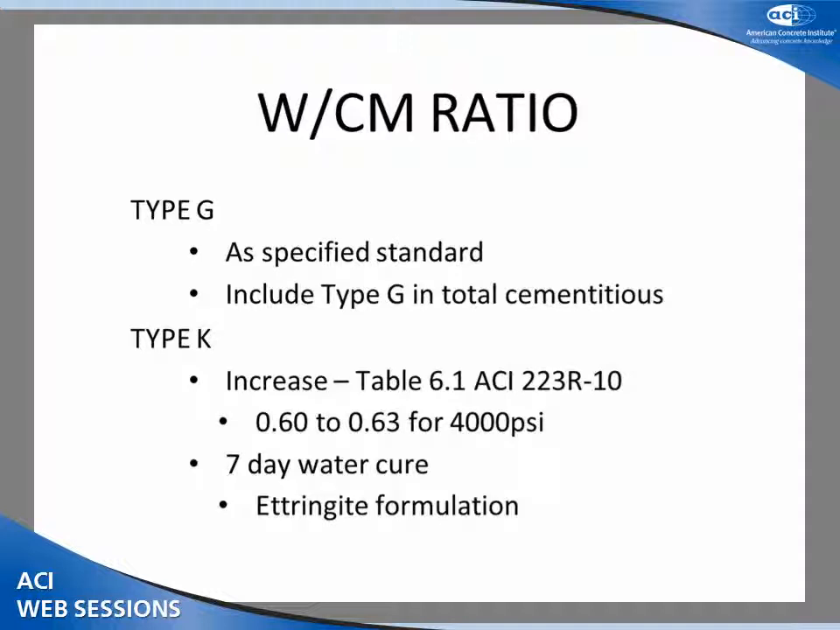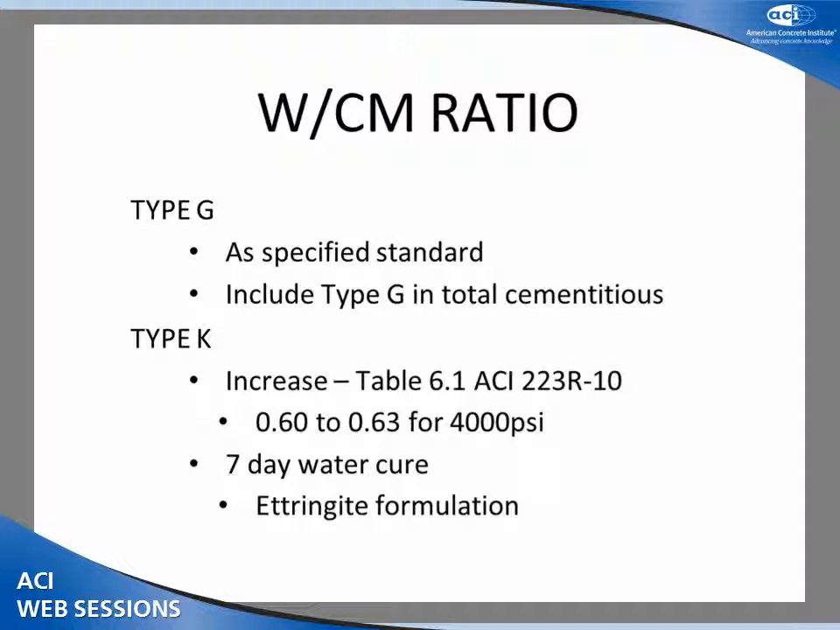Type G concrete forms its expansion mechanism, calcium hydroxide platelets, independently. Type K concrete forms its expansion mechanism, or ettringite crystals, as we described earlier, by consuming water. Additional water for ettringite formation must therefore be included in the water-cement ratio of a Type K concrete mix. This requirement added additional costs on many Type K projects.